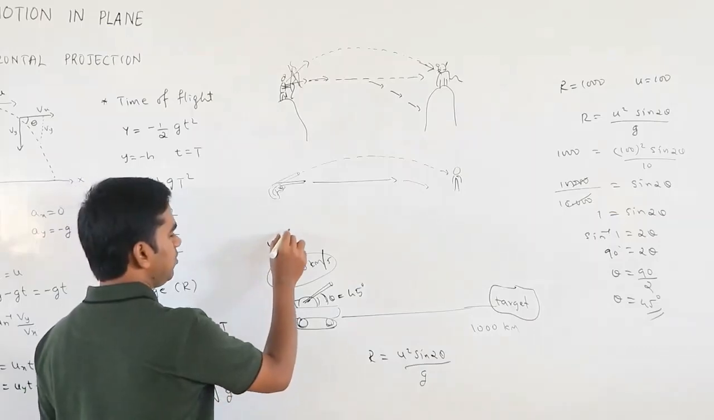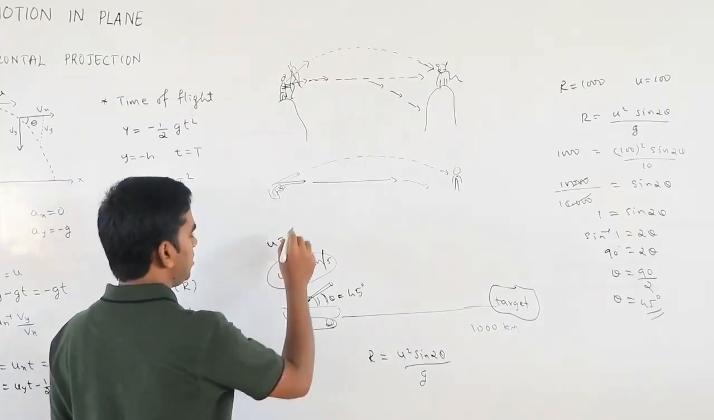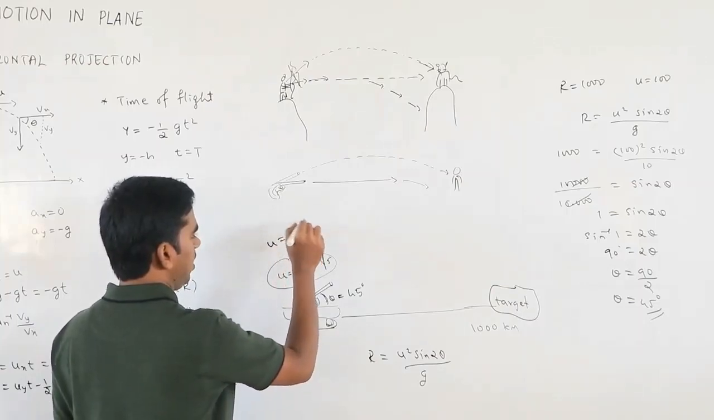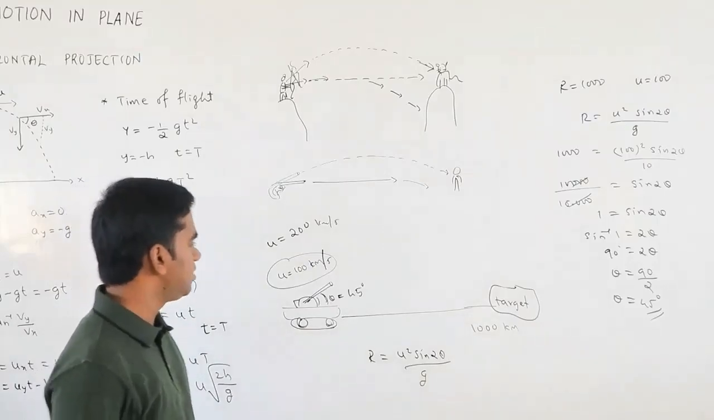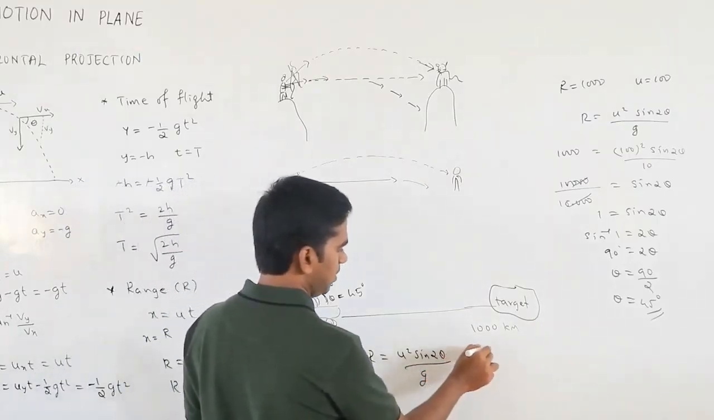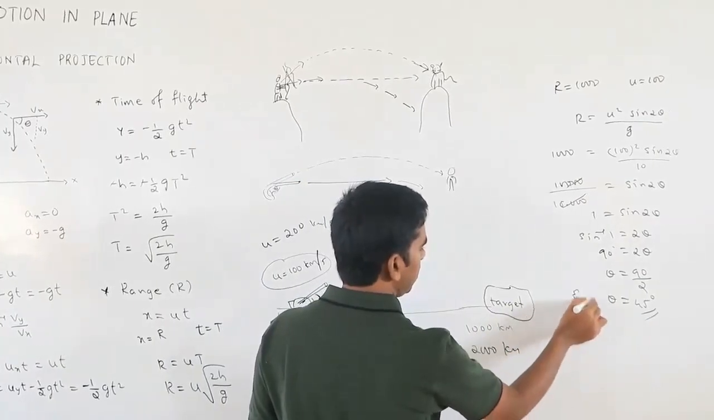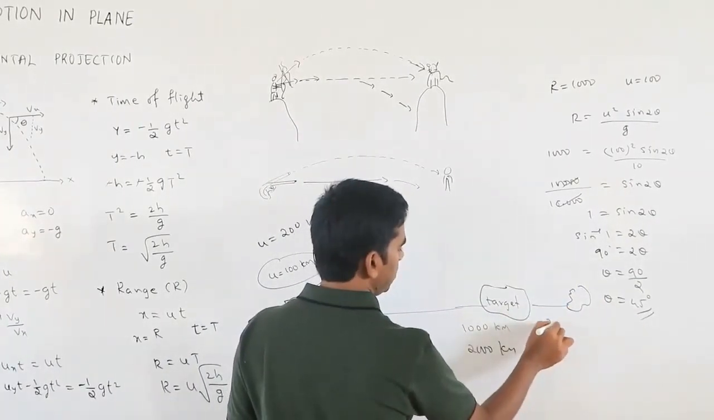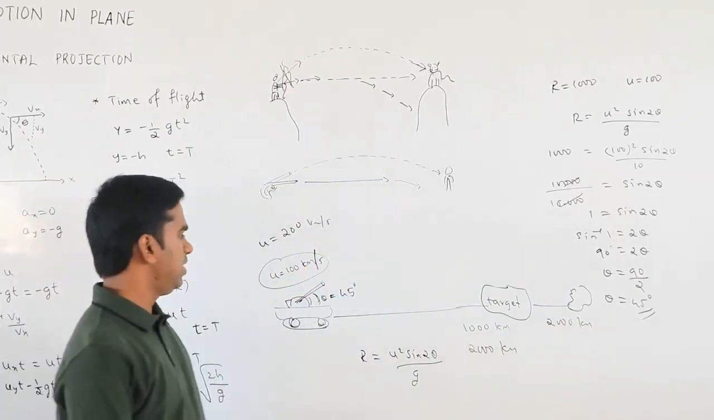Suppose initial velocity is, say, some 200 kilometers per second, and say the target is 2000 kilometers. So there is one more country over here. Okay, so now the target is this one. It is at 2000 kilometers. So now what will be the angle of projection?